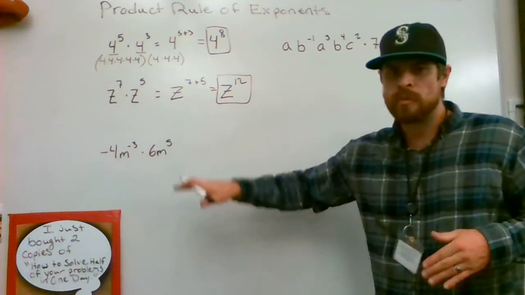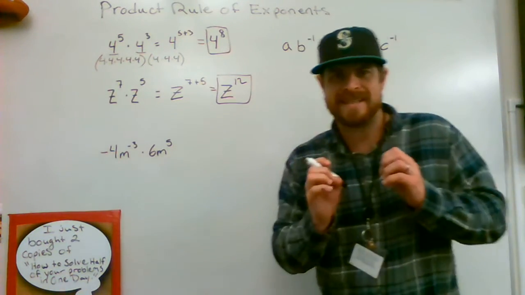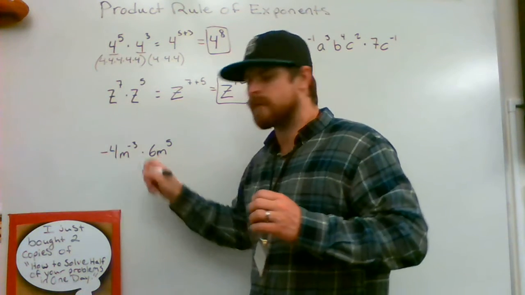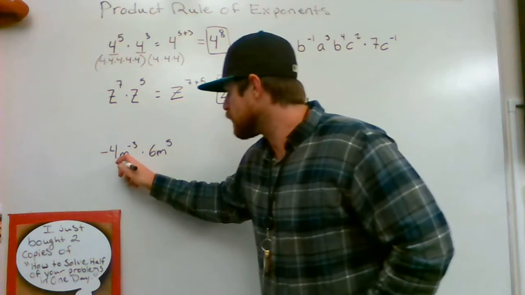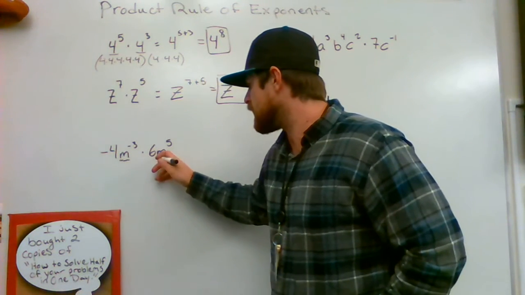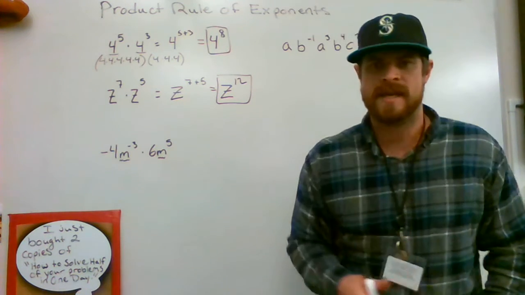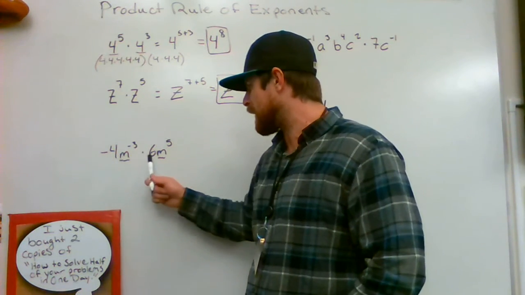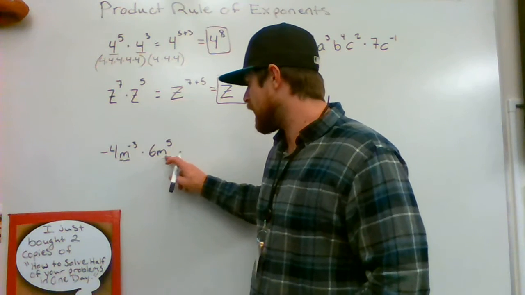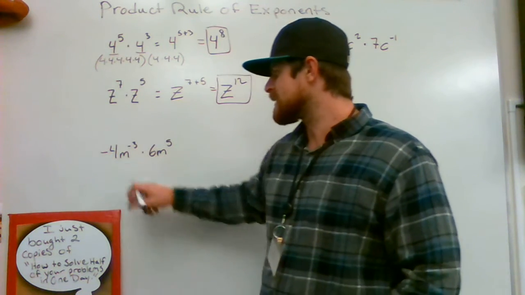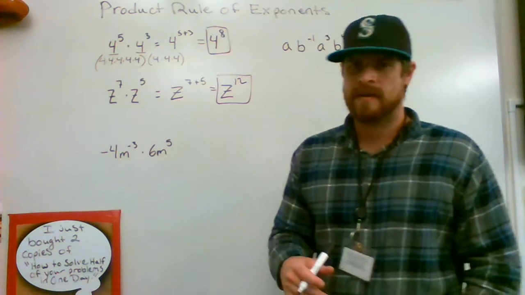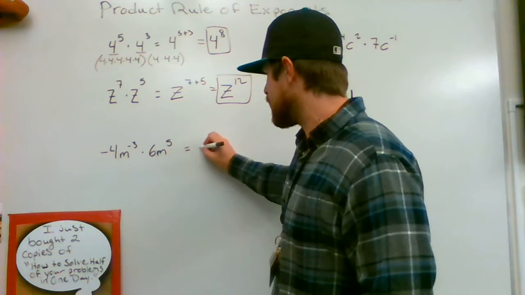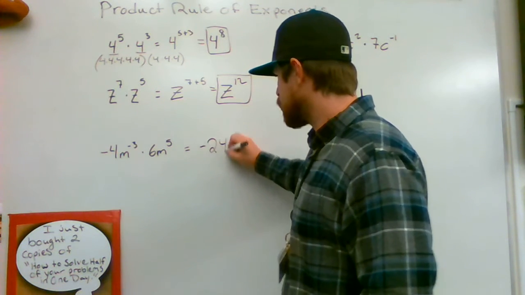Now, we go to this third problem, which is slightly different. We have coefficients in front of our variables. But if you look, we're dealing with an m and an m. Our bases are the same. So we're going to first take our coefficients, -4 and +6, and we're going to multiply those together. So 4 times 6 is going to give me 24, but a negative times a positive gives me a negative 24. So I write that down.